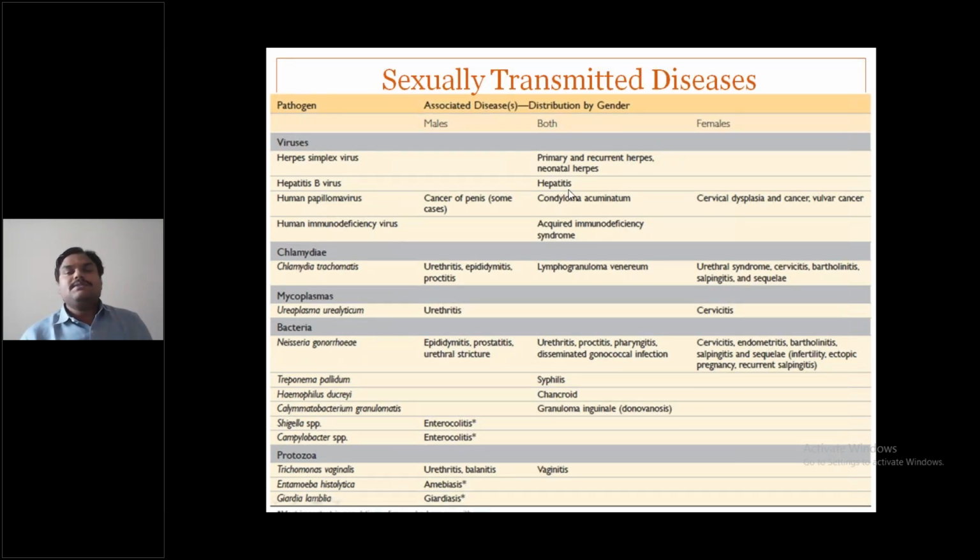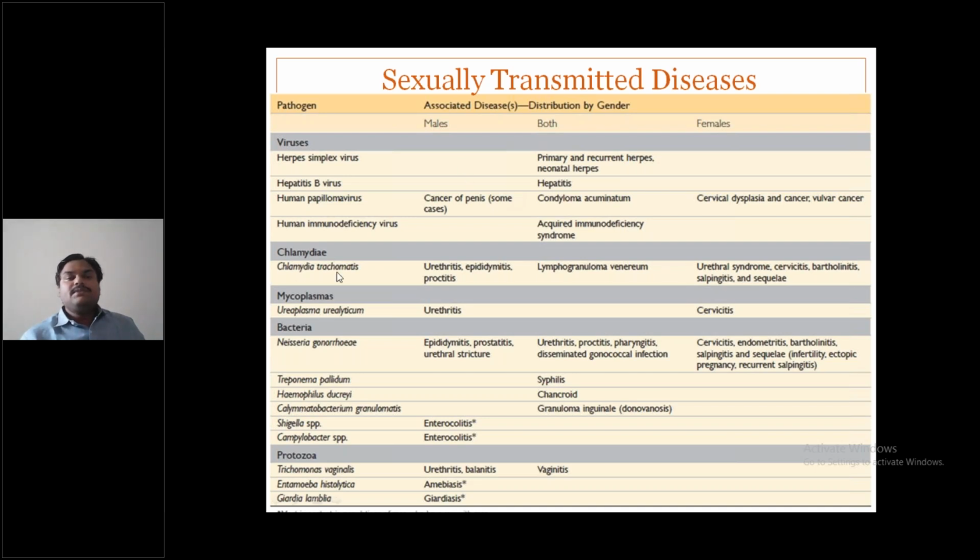Hepatitis B virus will cause hepatitis. Human papillomavirus will cause condyloma acuminatum and carcinoma of the penis. And in females, it causes cervical dysplasia and cancer and vulvar cancer. Whereas HIV, human immunodeficiency virus, will cause, you know, acquired immunodeficiency syndrome. So these are the different viruses which are transmitted by sexual route.